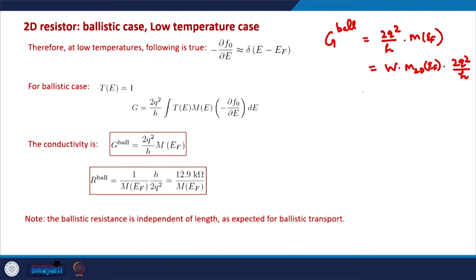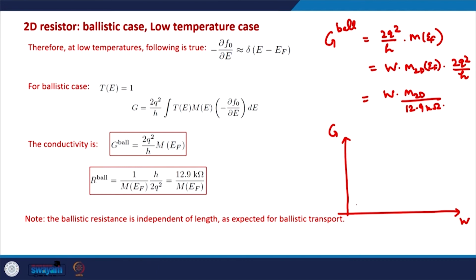This 2q square by h is 1 by 12.9 kilo ohms, and experimentally it has been observed that in ballistic conductors, in the conductors of a few tens of nanometers, if we plot the conductance as a function of width, the conductance follows this kind of relationship. Initially it is constant for this width, and as the width is increased, it increases in steps. So, it essentially conveys that as the number of modes increases in a device, the conductance increases in steps like this. So, this is the typical observation that we have about the ballistic conductors in experiments as well.